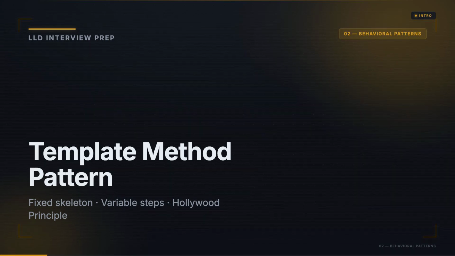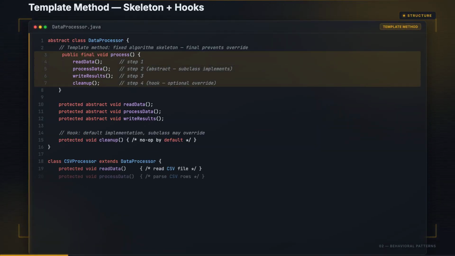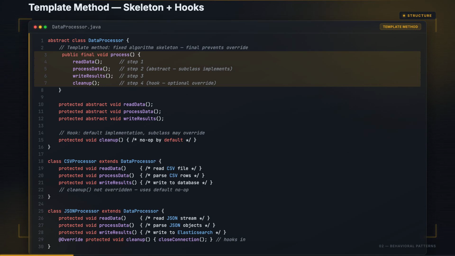Template method solves this. Define the skeleton once in a base class and let subclasses fill in only what varies. The abstract base class defines the template method, the overall algorithm. It calls abstract methods for the steps that vary and concrete methods for the steps that are fixed. Subclasses implement only what changes.